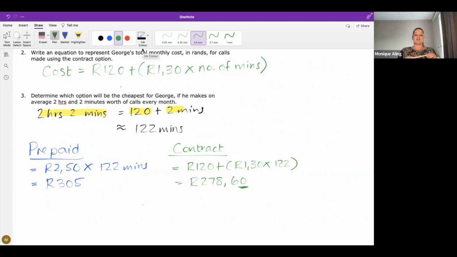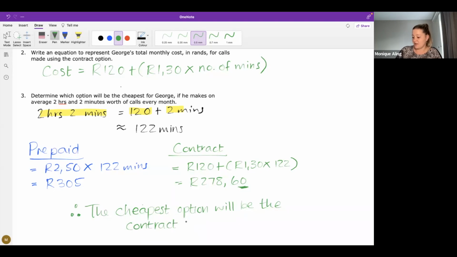So now I've just done a whole bunch of calculations, but I actually haven't answered the question. The question asked which one would be the cheapest for George. So which one would you recommend George chooses, the contract or prepaid? Good. So remember, we need to actually answer the question. The cheapest option will be the contract option. And I can see all of you getting it right in the chat.